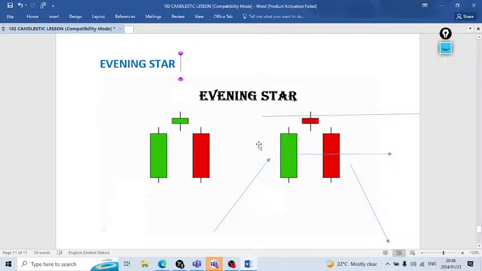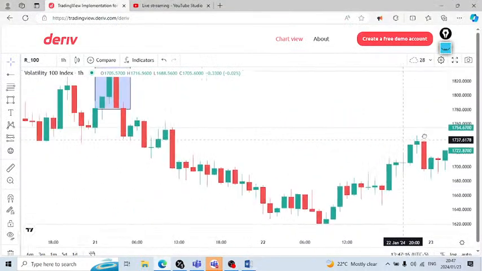So I'm just going to go to the basics. This first candle, the current candle here, is a bullish candle, and this one is a bearish candle. So there's a likelihood that if this one closes below the 50% of the first candle, the price will then reverse and move downwards here. So let's quickly go to the chart and try to identify these candlesticks.